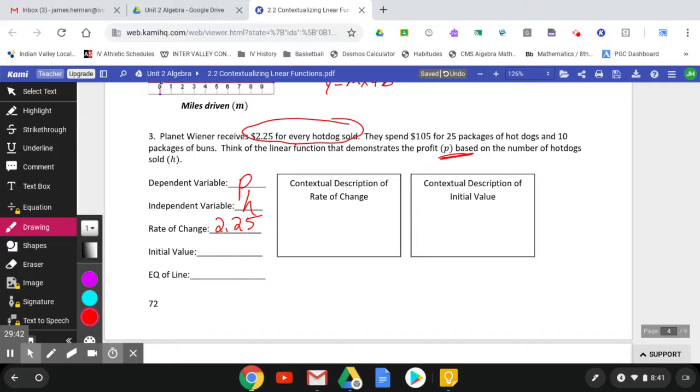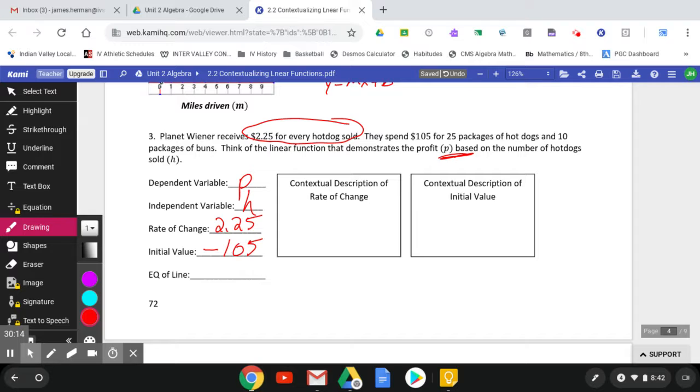And then what's the initial value? Yep. That was a cost. That was out of our pocket, right? We're in the hole 105, so it's going to be minus 105. Excellent. That's important. We're spending this money for our business, for our supplies. That's a negative, right? I'm not going to make profit until I make more than that.